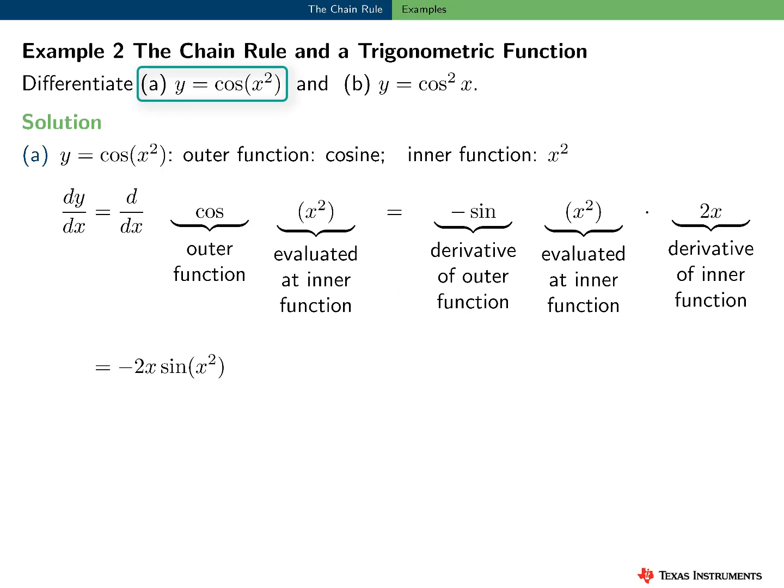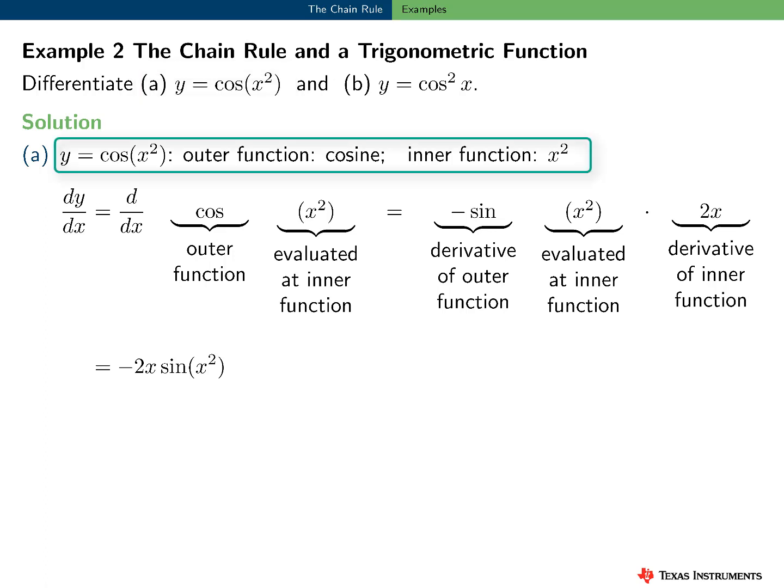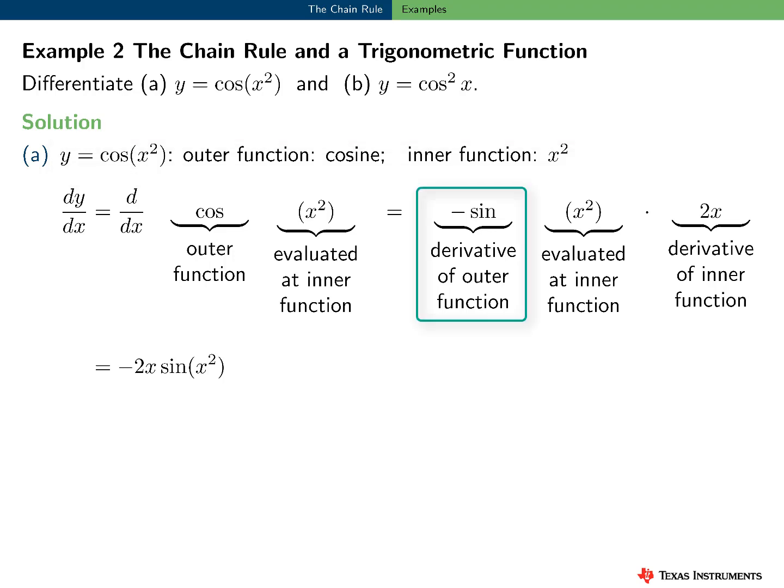Let's try a few more examples. First, let's look at the function y equal to cosine of x squared. I first need to recognize that that is indeed a composition function, and then I need to identify the outer function, which is cosine, and the inner function, which is x squared. To find the derivative dy dx, I take the derivative of the outer function, and I evaluate this derivative at the inner function, and then I multiply by the derivative of the inner function. And I just wrote my final answer in a little bit more common and appealing way.